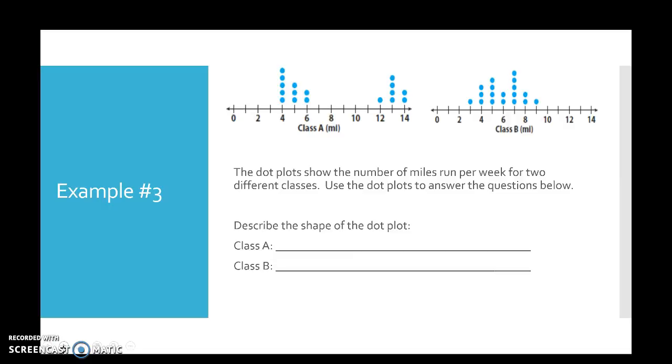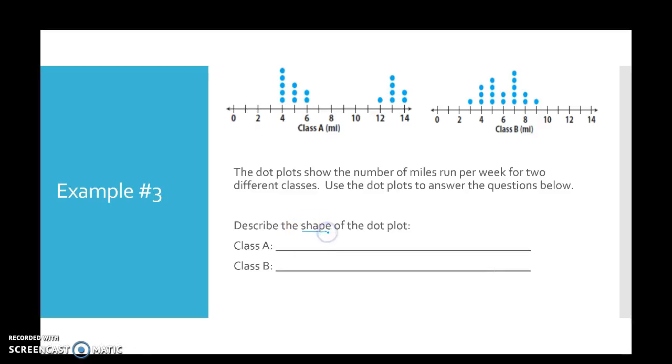Okay, so now we're going to take a look at these two classes. So what I want you to do is go ahead and press pause on your notes and finish them up, and then you can check your work. Okay, so hopefully you figured all this out and you're just checking your work.